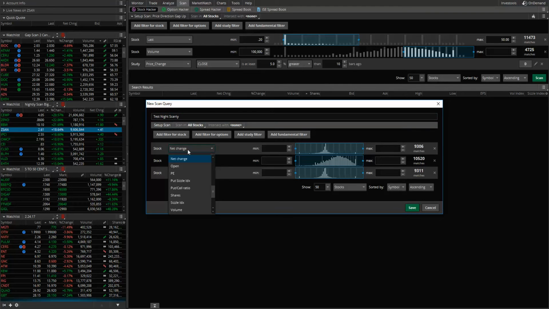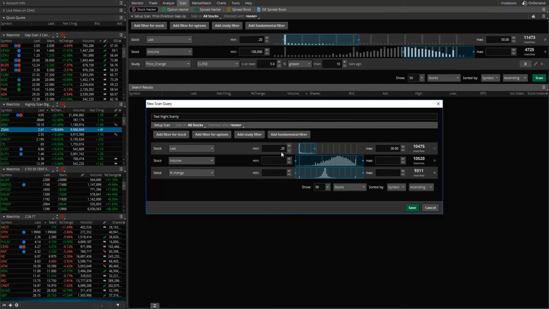What I usually do is go to last, meaning the last price, and this is my range. What price range do I want to look for? Maybe all you care about is stocks between $1 and $5, or between $1 and $100. Whatever your range is. I usually do between 20 cents and $30. That's the range. So now it's set for last.